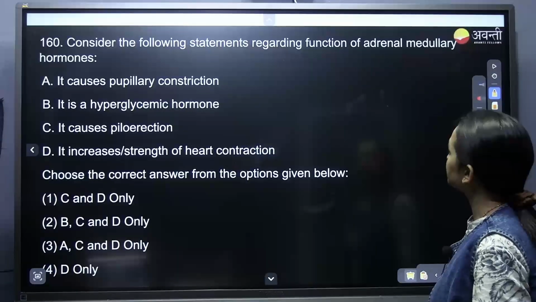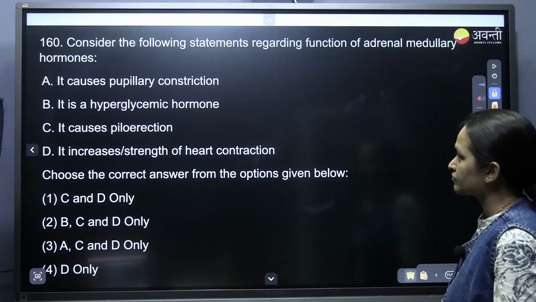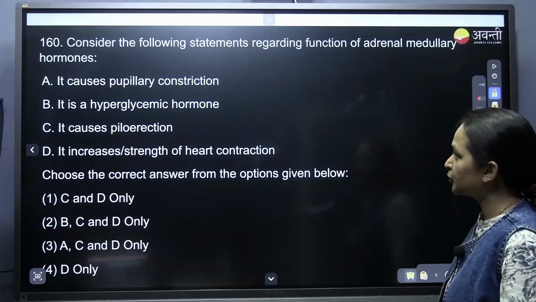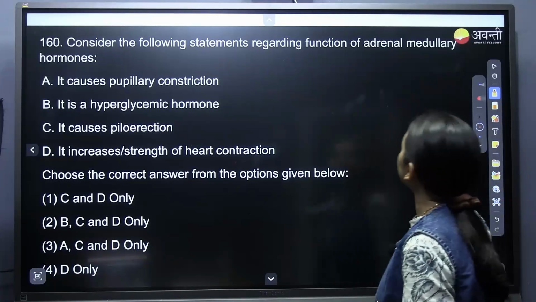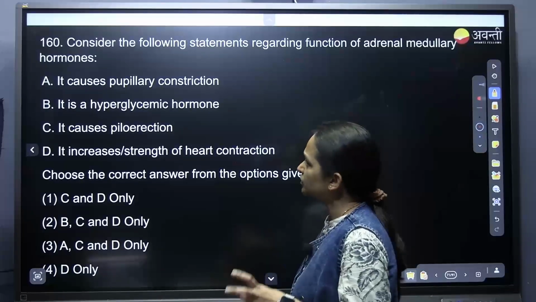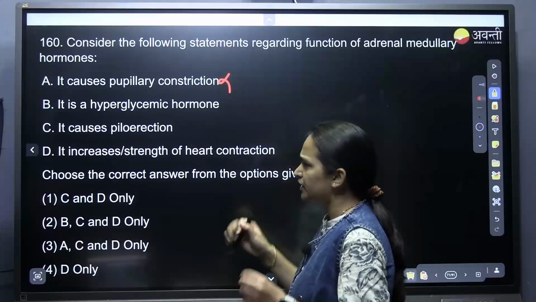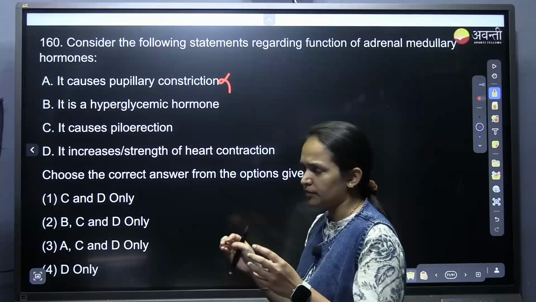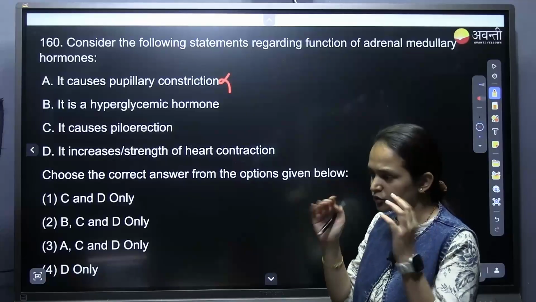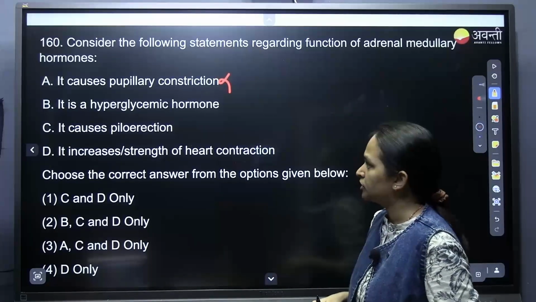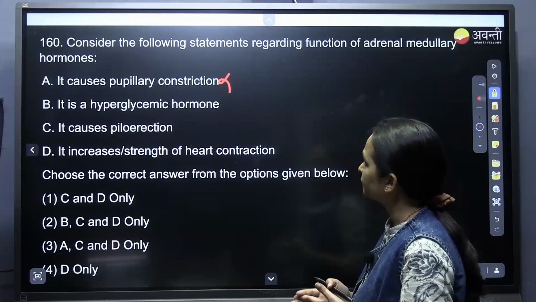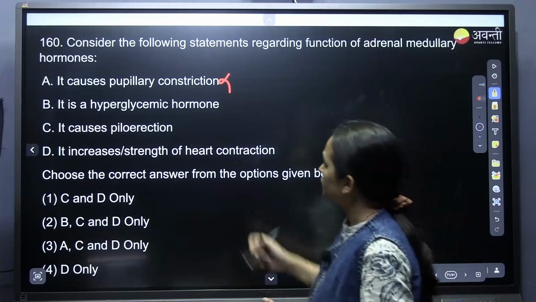Consider the following statements regarding the function of adrenal medullary hormones. It causes pupillary constriction. Adrenal medullary hormones, norepinephrine and epinephrine, are emergency hormones. So does it cause pupillary constriction? No, actually, it causes pupillary dilation, because it wants us to see things properly. When pupil dilates, maximum light enters the eye, so we have clear visibility. So pupillary constriction doesn't take place actually. It is the parasympathetic nervous system that does that. So this is wrong.